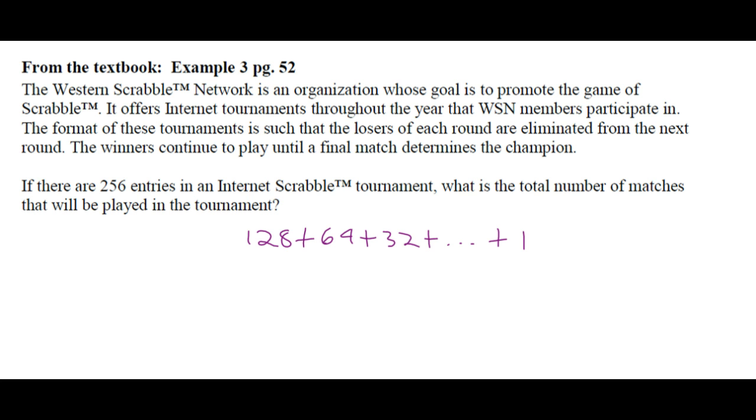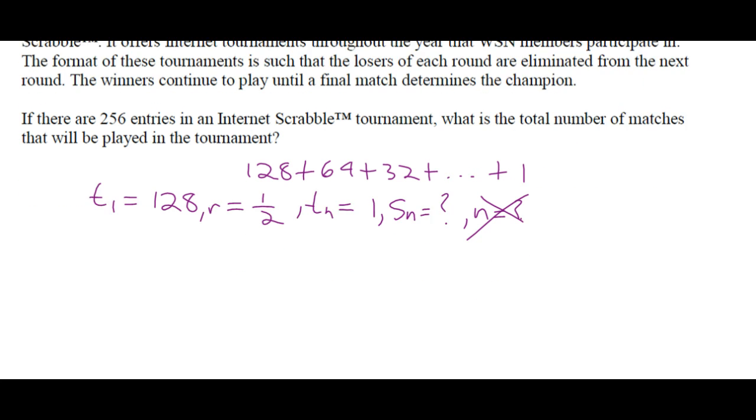So if there are 256 entries, then there will be 128 matches, which will eliminate half the people, leaving 64, and so on. So what's T1? What's r? 1/2. What's T sub n? What's S sub n? What's n? Who cares? We don't need to know. We just need to know the total number of matches.